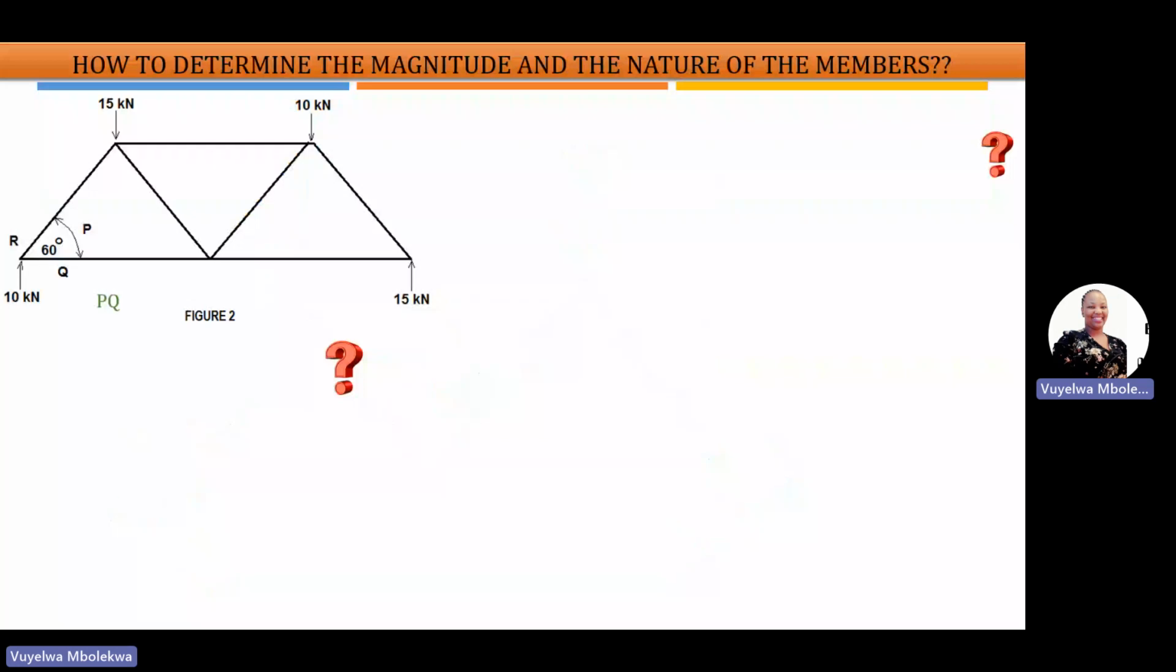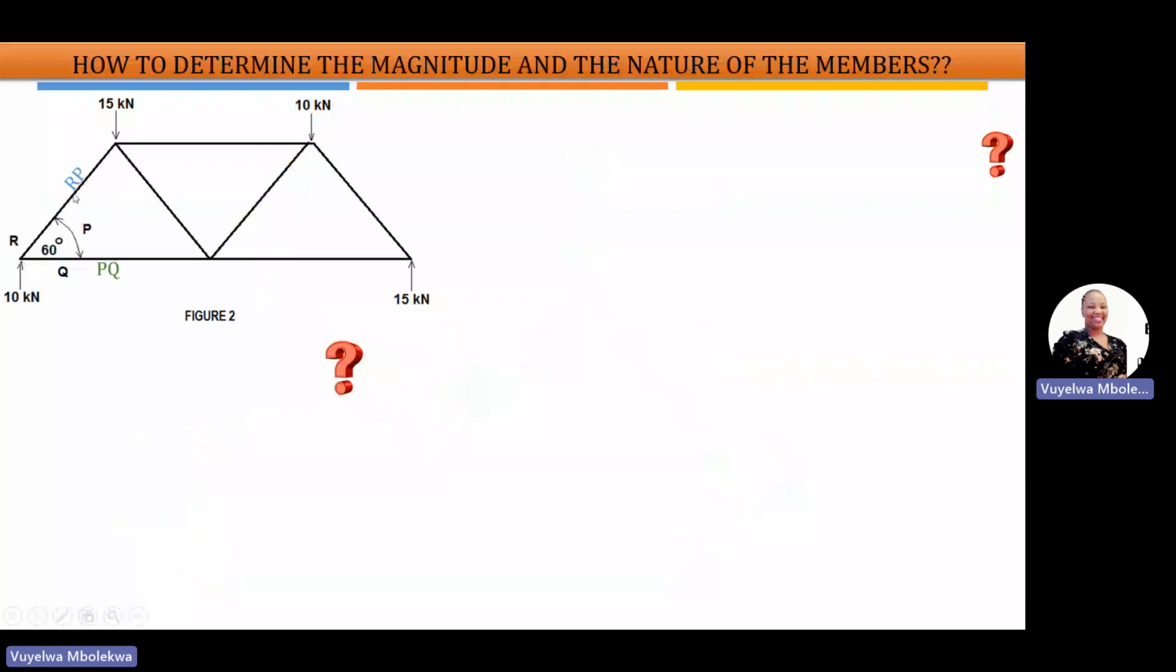You first figure out which joint they are looking for. Which joint must you focus on? Here the question was calculate RP and PQ. So we were focusing on that joint. That is RP and this is PQ. These labels are actually labeling the spaces: this whole space inside here is space P, this whole space outside here is space Q, and that whole space outside there is space R.